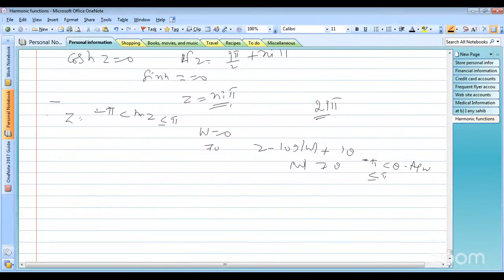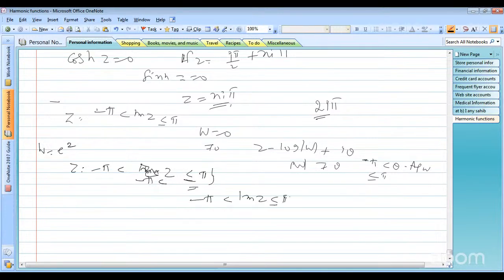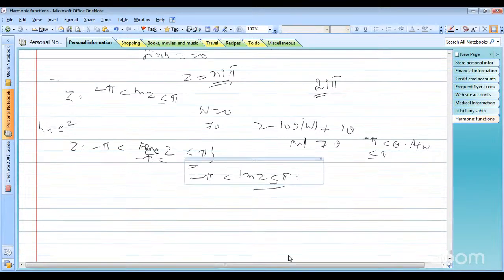So w is equal to e to the power z, we know that here. So the exponential function on minus π less than imaginary part of z less than or equal to π is the condition we are writing here. Its inverse is defined on the complex plane minus the nonpositive real axis, with this condition on the imaginary part. So one definition we have to learn here.